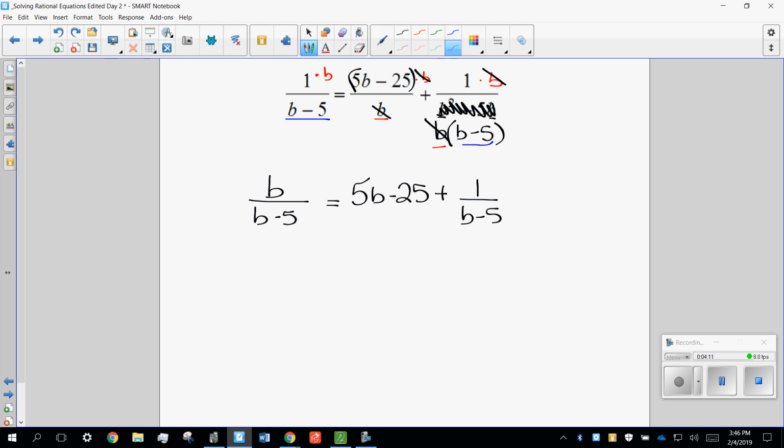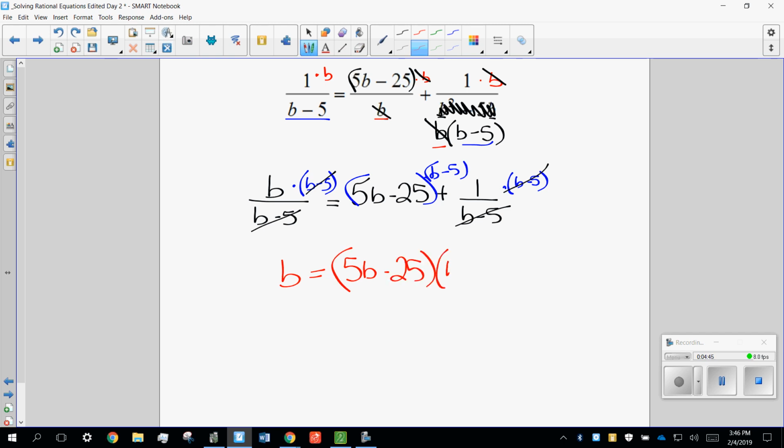Then we've got to multiply by our b minus 5 everywhere, making sure to note that the 5b minus 25 and the b minus 5 are in parentheses. So you've got to distribute all of that out. Those b minus 5s are gone. We're left with b equals 5b minus 25 times b minus 5 plus 1.